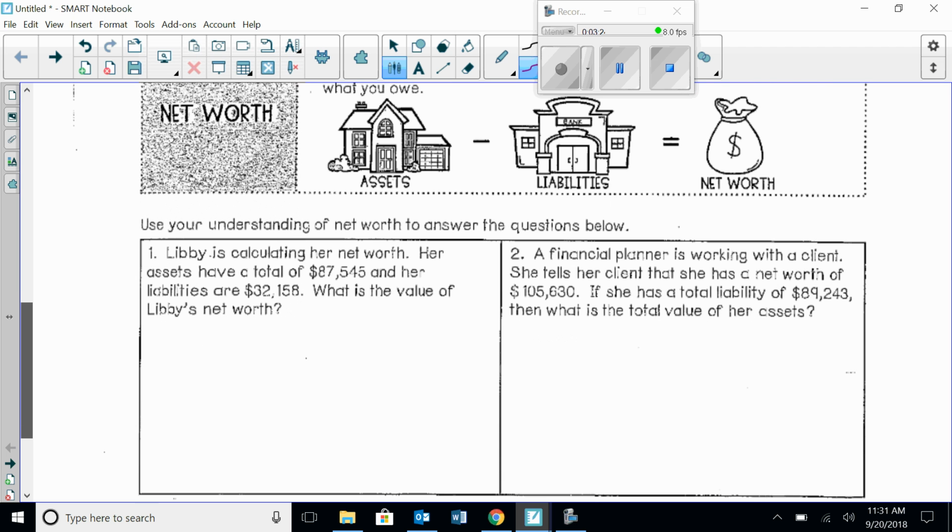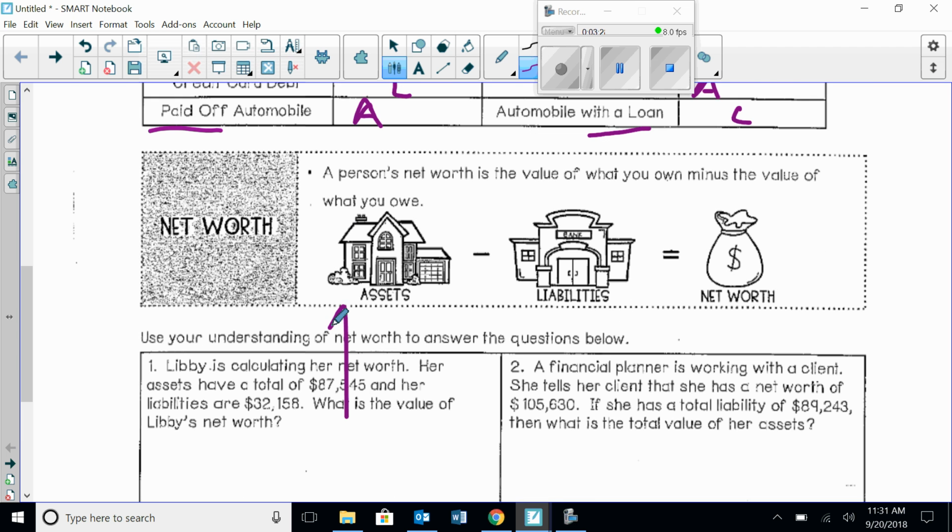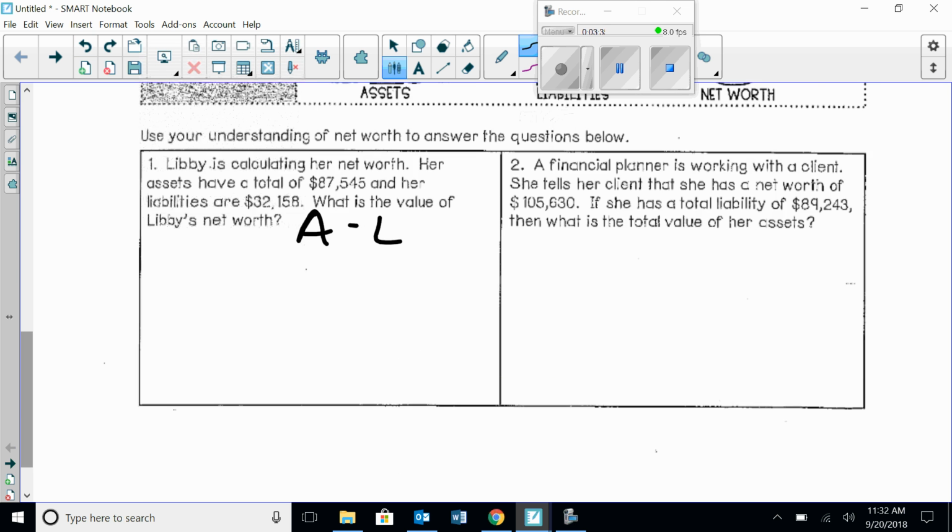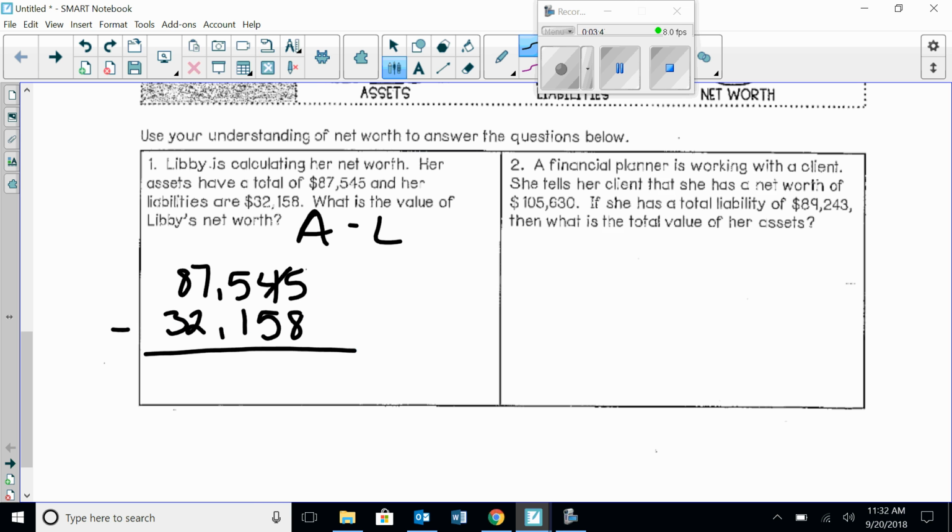Okay, so what we just determined, we know that net worth equals your assets. Let me erase that. Y'all know it does funny things. It's going to be our assets minus our liabilities. Okay, so for our assets, I'm going to start with my $87,545. And I am going to subtract my $32,158.